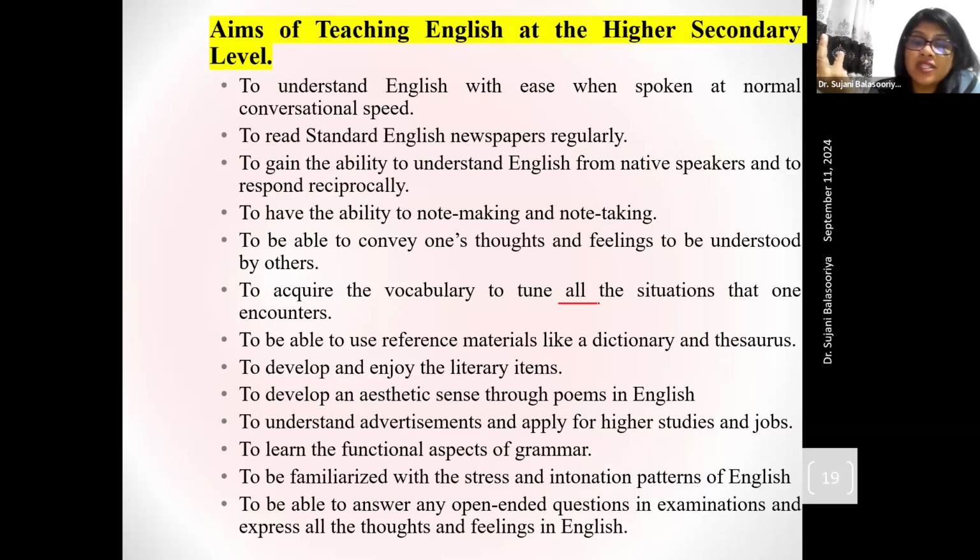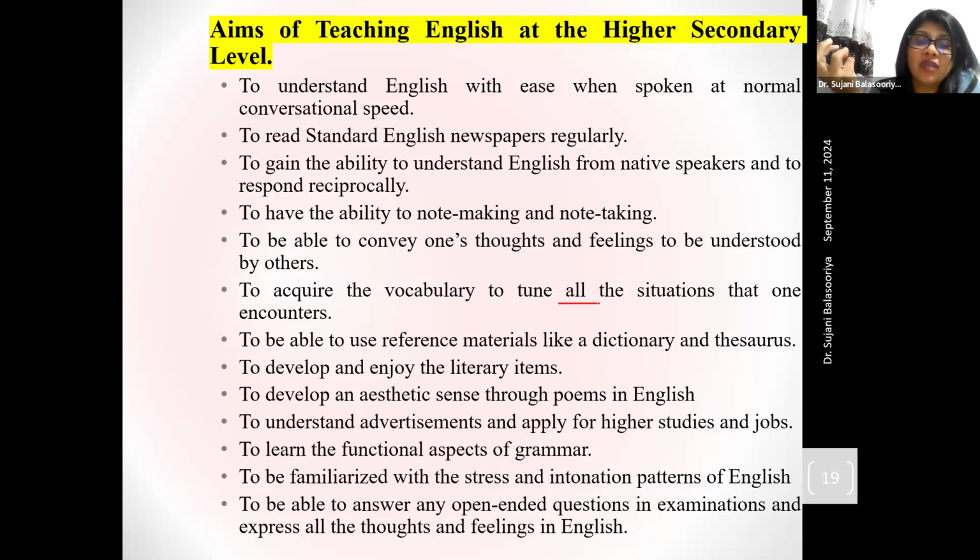Reading for pleasure, we say, reading for pleasure. That means reading a poem and just understanding how literary devices are used and how the particular theme is portrayed, who are the characters, like that. Just enjoy for the purpose of enjoying and reading a novel in English, reading a short story in English, like that. Reading for pleasure, right? And to develop an aesthetic sense through poems in English, as I told you, right?